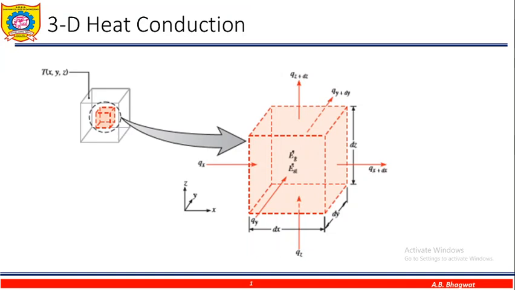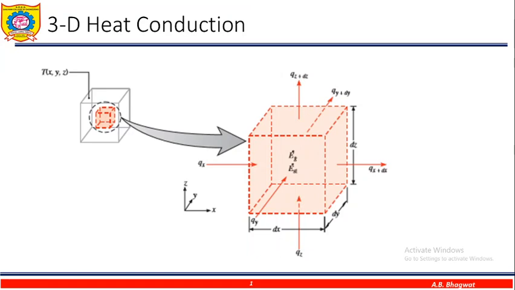Let us say I have a huge metallic block, as shown in this figure, and I take a very small magnified image of a rectangular block. This is magnified over here. Let us say x, y, z are the coordinate axes. Now if there is heat transfer through this metallic block from the left direction to the right direction, along y direction, along z direction, on each side there is a heat transfer process.